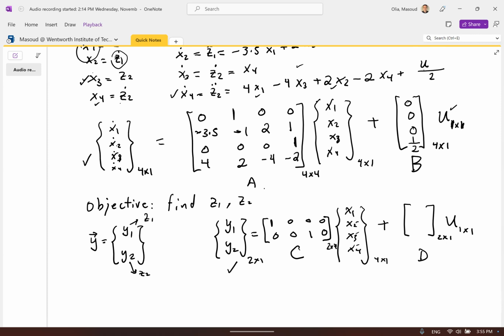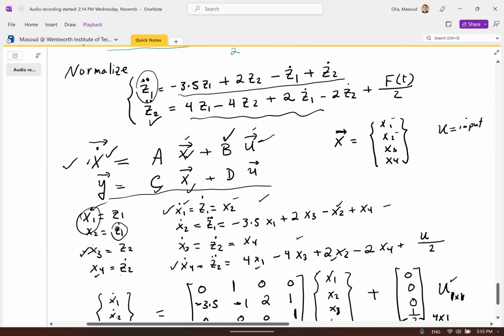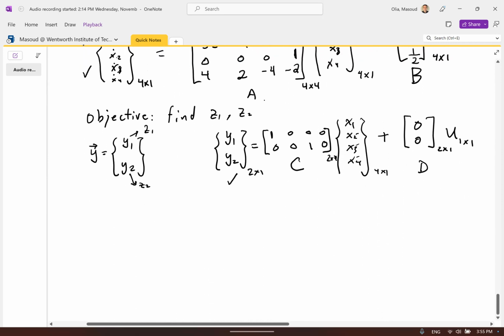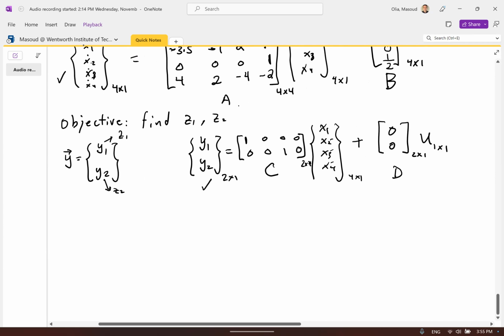So what do I have? Let's see, 0 and 0. So you can actually do a search on the direct transmission matrix. That is when, in your differential equation, you have the derivative of your u. That's when your D is going to be non-zero. So for the time being, you don't have to worry about it.